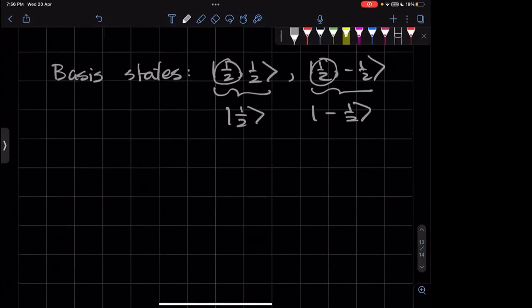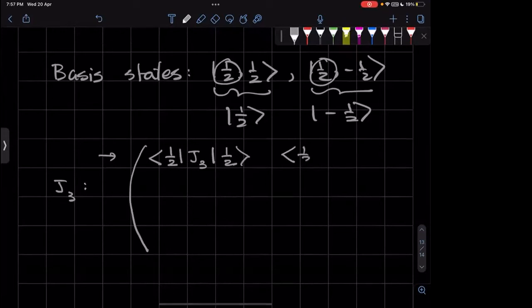So now let's work out what J3 is. J3 is going to be a matrix whose first row is labeled by one state. So this would be the first element of J3. The second column, we are looking at the first row here. So that's labeled by one of the states. The column is labeled by the ket.